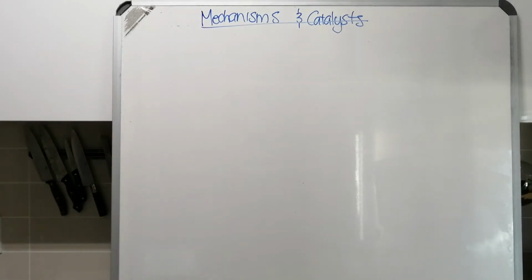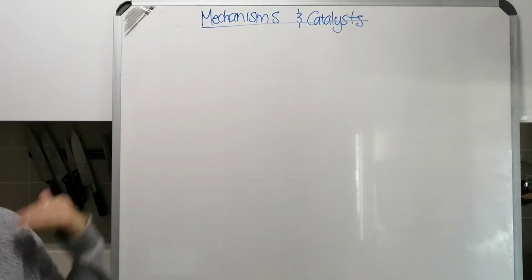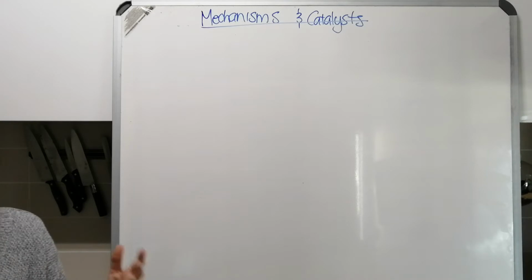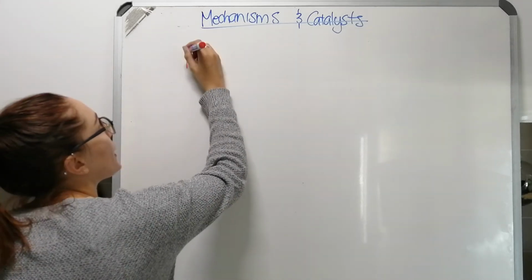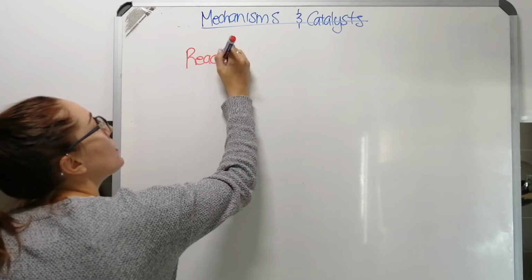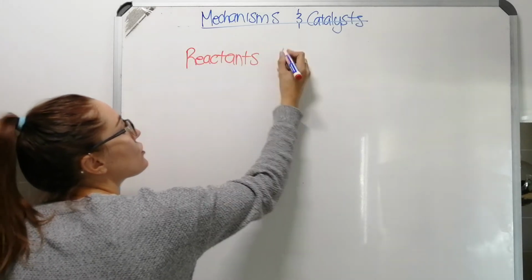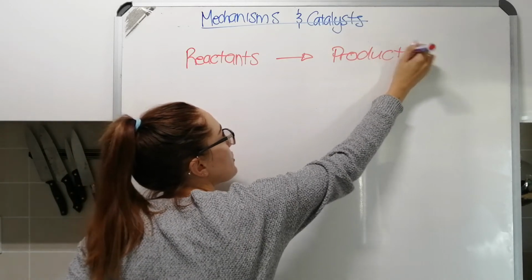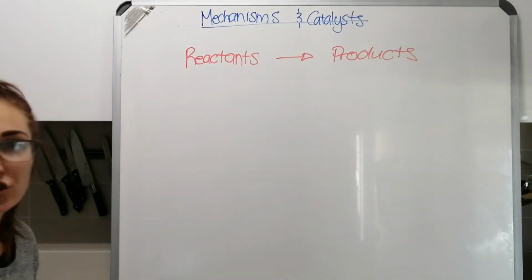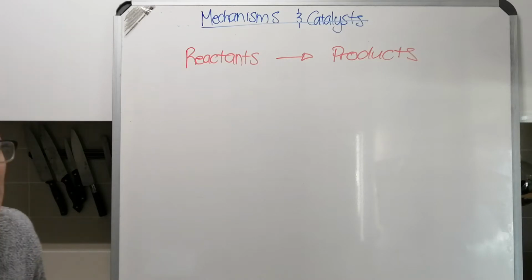Mechanisms are basically the step-by-step way that a reaction takes place. It's how we understand a reaction. So it's basically the fact that when you have your reactants, remember they don't immediately go to your products. Okay? In real life, this is not happening. It's what we write on our page, but that's not what's happening. Remember, we learned this last year.